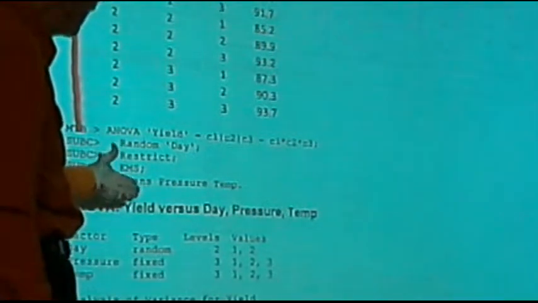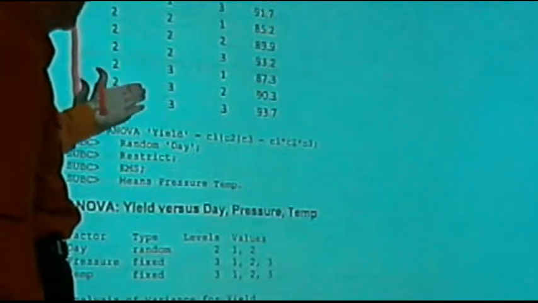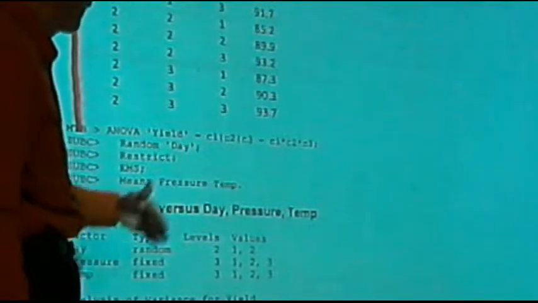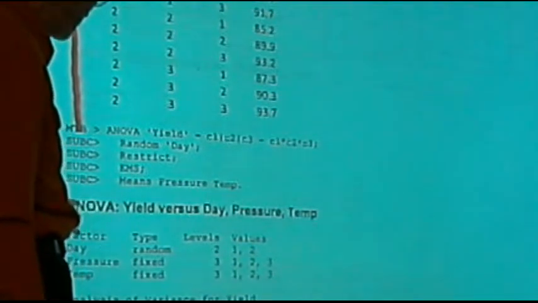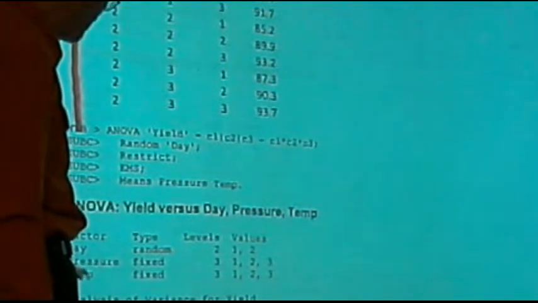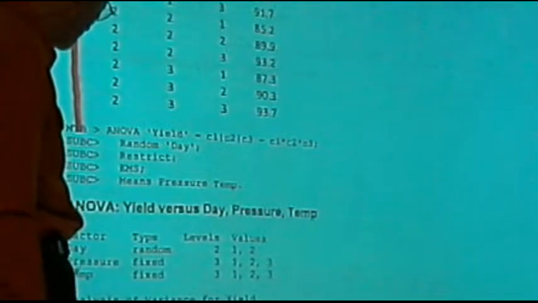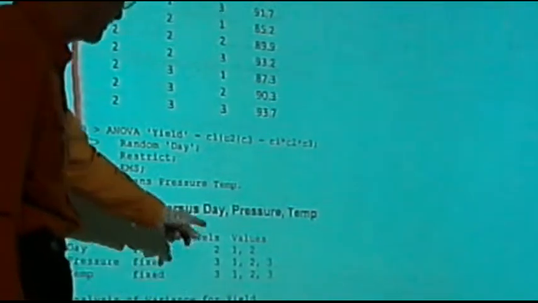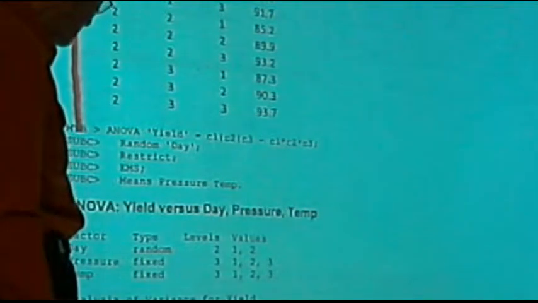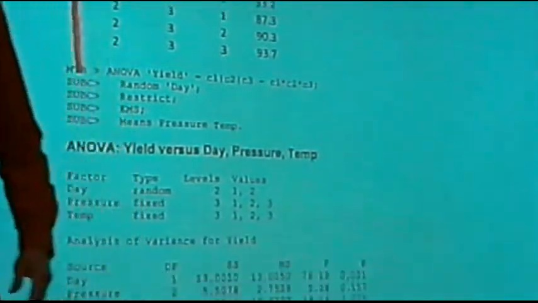Give me the expected mean square column, and then get the means of the response broken down by pressure and temperature. That gives me some basic descriptive information. It lists the factors that it's dealing with. One is random, the other two are fixed. Then the number of levels of those factors, and then here's the table.